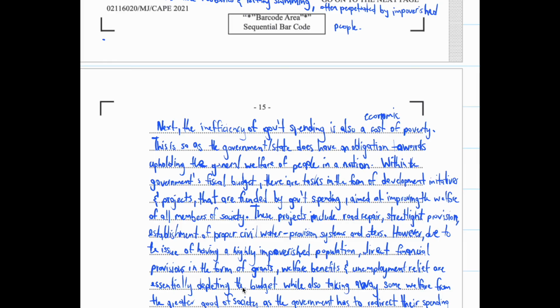However, due to the issue of having a highly impoverished population, direct financial provisions have to go in the form of grants, welfare benefits, unemployment relief, and I'm pretty sure we're more aware of this because of the whole COVID pandemic, with the fact that people had been receiving grants because of just overall being ravaged by the pandemic.